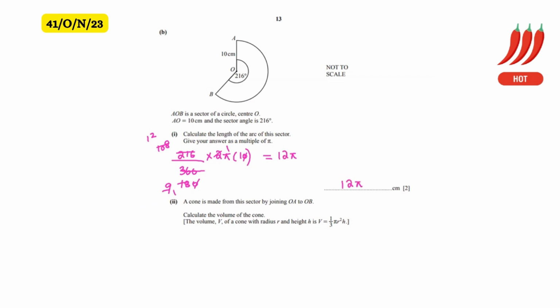Then it says a cone is made from this sector by joining OA to OB. Calculate the volume of this cone. So to calculate the volume of the cone, firstly, the length of the arc is basically going to be the circumference of the circular base. And our slant length is going to be this 10 centimeters. So what we need to figure out is the perpendicular height and the radius.